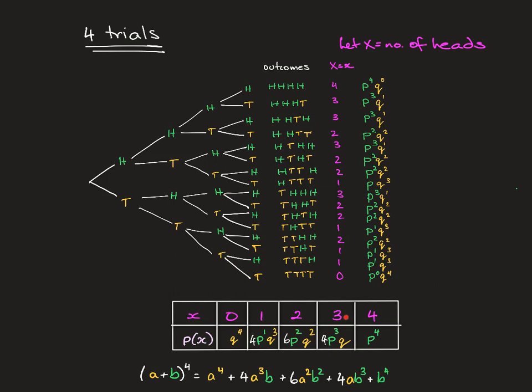And then x is equal to 3 is 1, 2, and 3. So we've, hang on, we should have 4 there. 1, 2, 3, 4. There they are. So we've got 4 of those, each of which has 3 heads, so p cubed, and 1 tail. And then finally, the 4 is just 4 heads, their probability multiplied together. And again, have a look at the binomial expansion of a plus b to the power of 4.